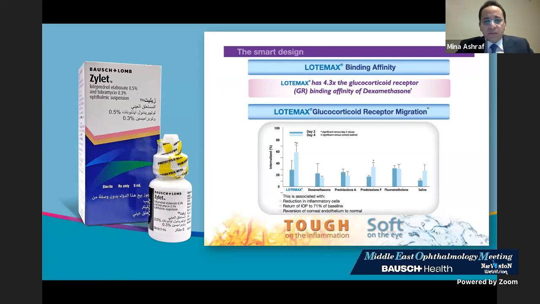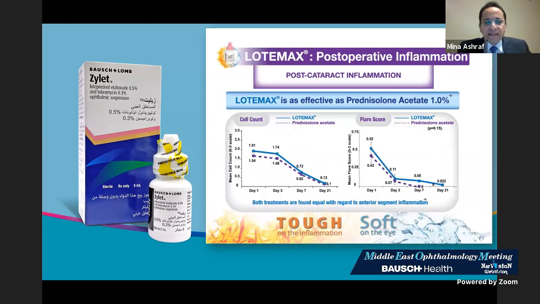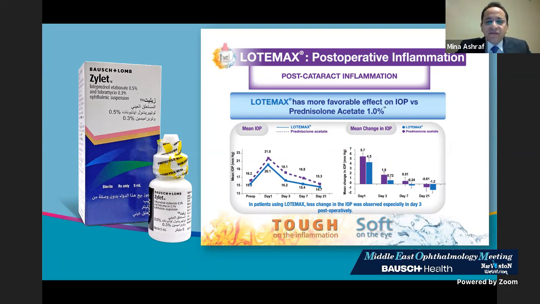Clinically, loteprednol etabonate is as effective as prednisolone acetate. In this study, it was compared to prednisolone acetate in patients undergoing cataract surgery, and we look here at the post-operative inflammation. Both loteprednol and prednisolone acetate were equally effective in reducing the cell count and flare scores. However, loteprednol had a more favorable effect on the intraocular pressure compared to prednisolone acetate. And this difference in IOP reached statistical significance on day 3 of treatment. So it's not only with prolonged duration of treatment, even at day 3 of treatment.